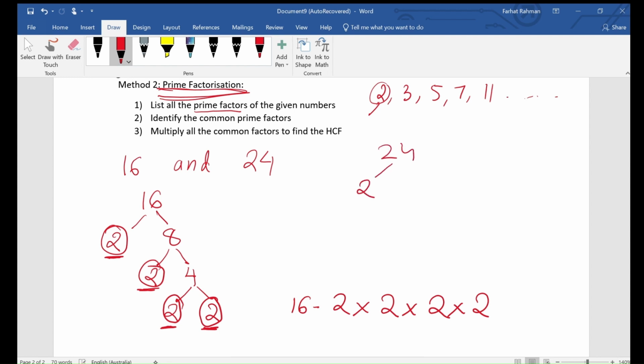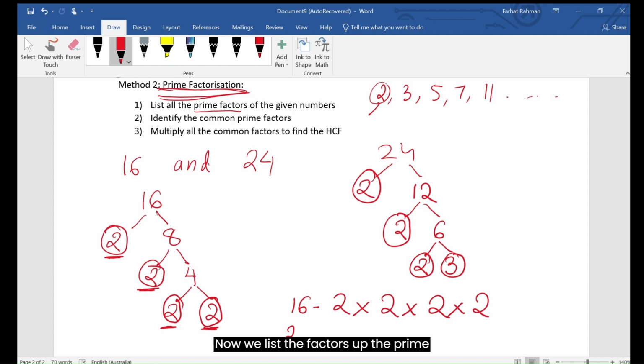2 times 12 gives us 24. 2 is a prime number, so we don't do anything to that. We break 12 into 2 times 6 is 12. 2 is a prime number, so we don't do anything to this. We break 6 into 2 times 3 is 6. 2 is a prime number and 3 is also a prime number, and we are done.